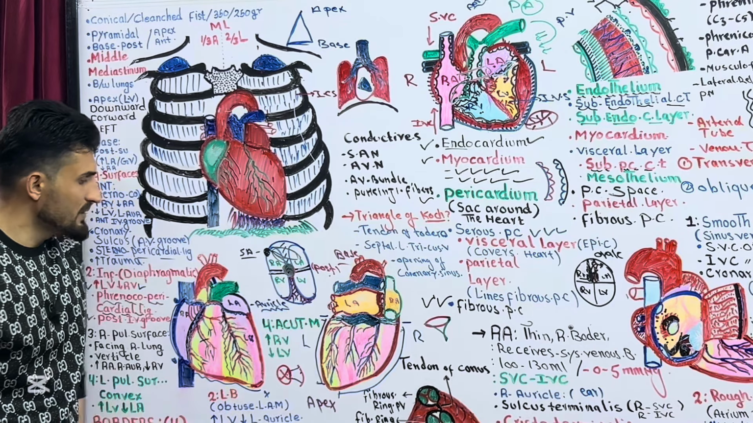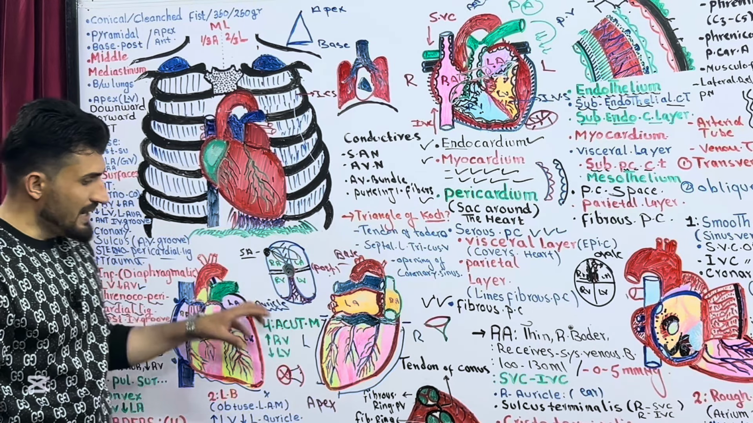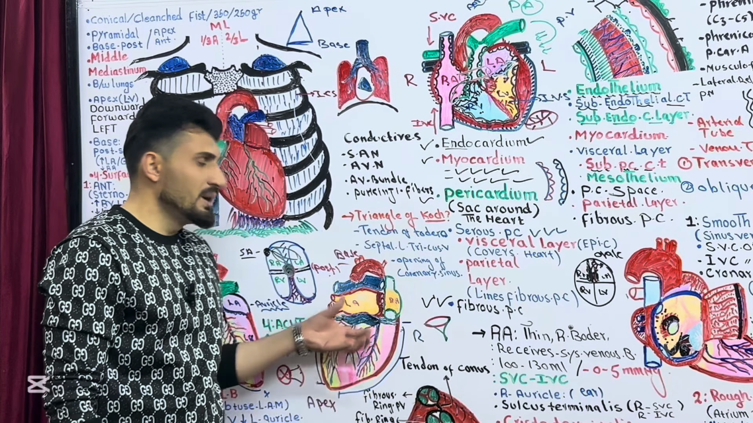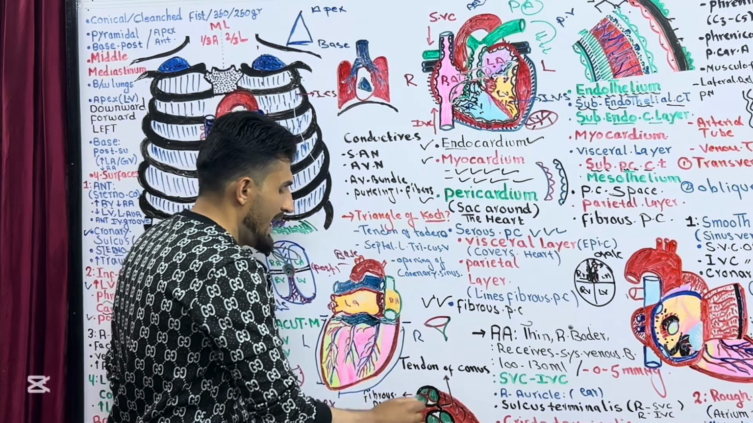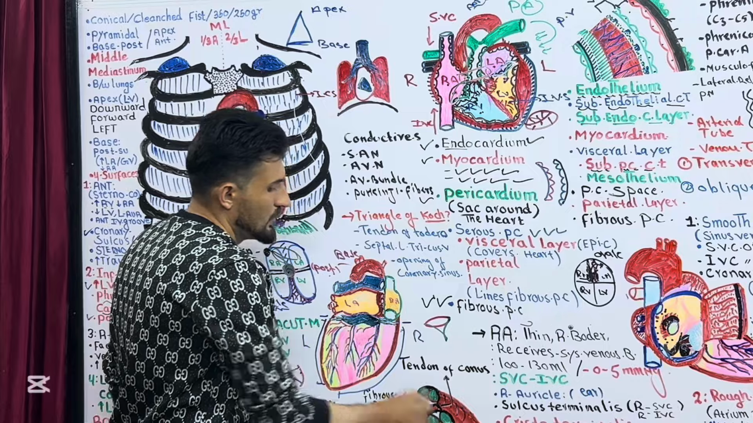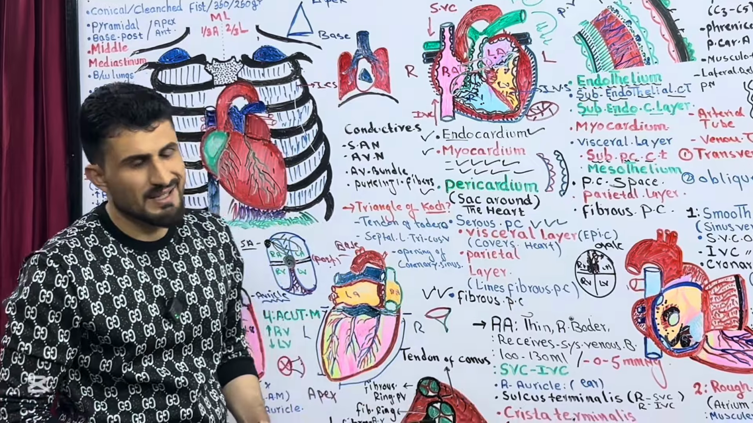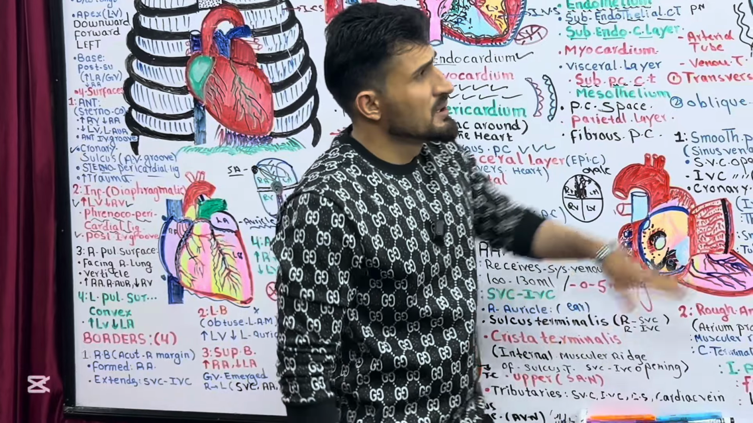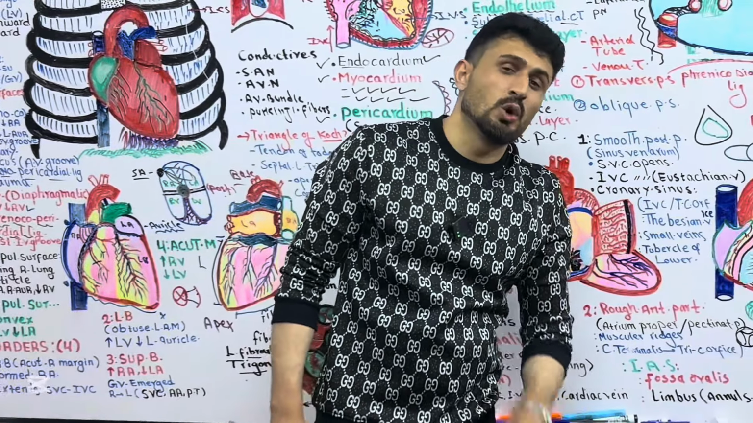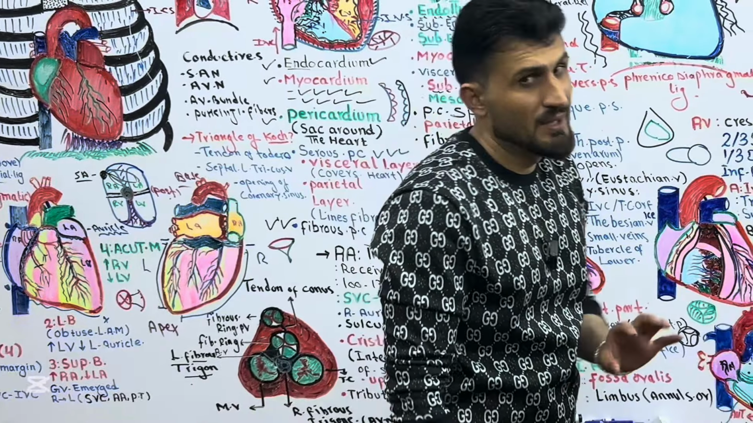The third function of the fibrous skeleton is that it provides attachment for the chambers of the heart, and the chambers of the heart will be attached here to the fibrous skeleton. Okay, so this was about the fibrous skeleton of the heart. Now let's talk about the coronary circulation of the heart.